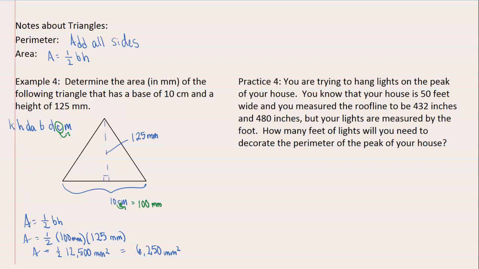Now we will work through practice problem 4 together. You are trying to hang lights on the peak of your house. You know that your house is 50 feet wide. This would be the base of the peak. And you measured your roof line to be 432 inches and 480 inches. Let's label that in a picture.